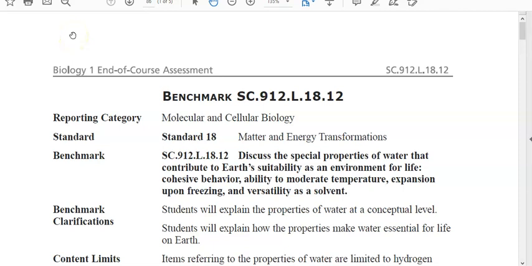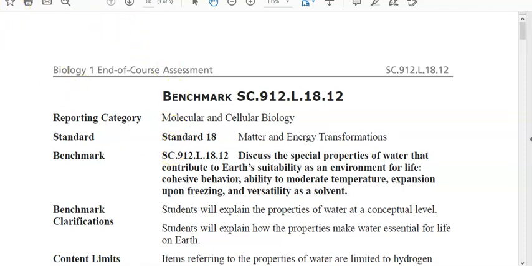If you're not familiar with the benchmark naming convention, let's go over this really quickly. The SC means science. The 912 is the grade level band for high school. L is one of the 4 big ideas we have in science. L is life science. P is physical science. E is earth science. And N is nature of science. 18 is the big idea, or what they also call the standard. In this case, 18 represents matter and energy transformations. And 12 is the actual benchmark.